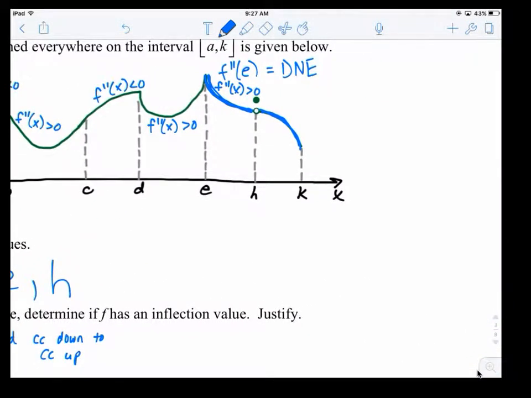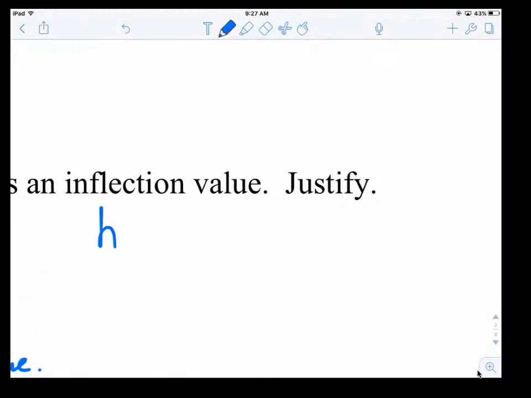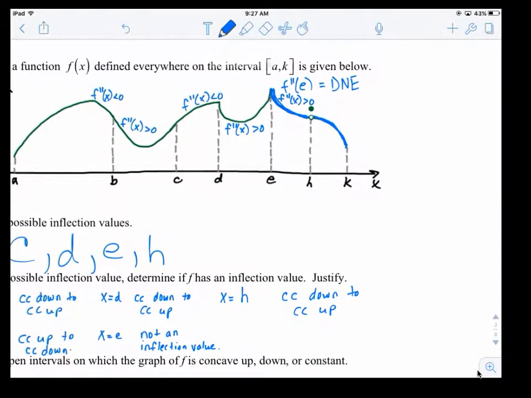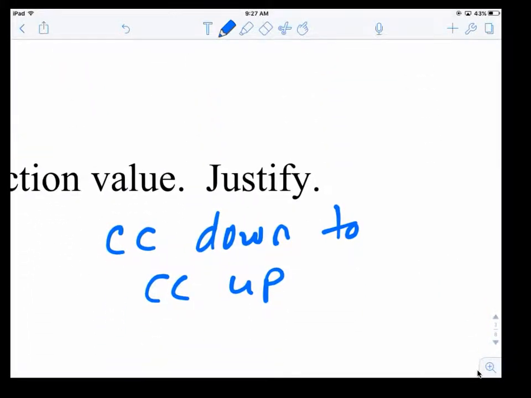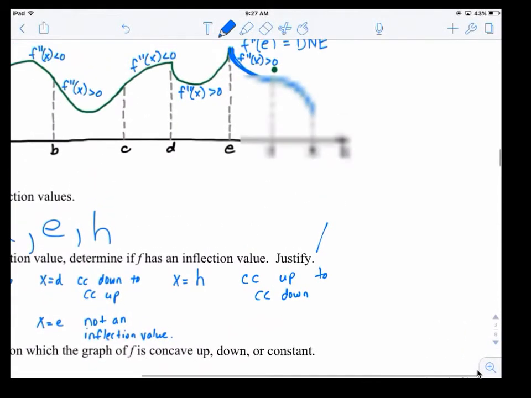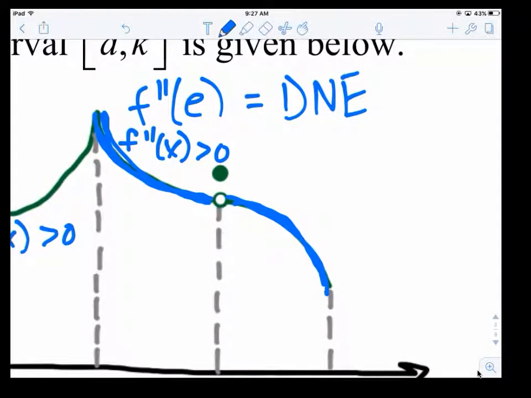And then what about H? Right, okay. So concave down to concave up. Right, that's just a discontinuity. So you can get up to down. Sorry. So if that value wasn't there, then we wouldn't be able to use it. So we have this hole here, right? And if this value wasn't here, then because the function is not defined at that particular x value, it wouldn't be an inflection value because it's not defined.